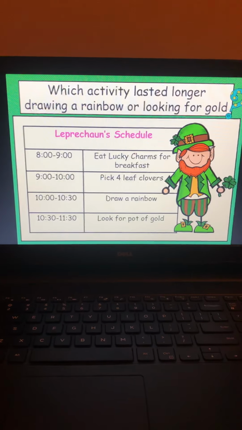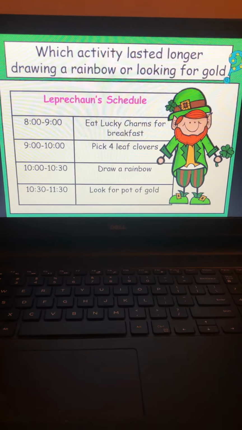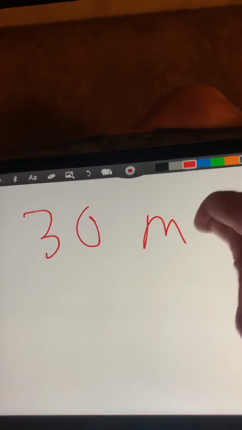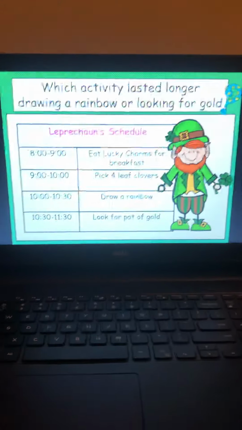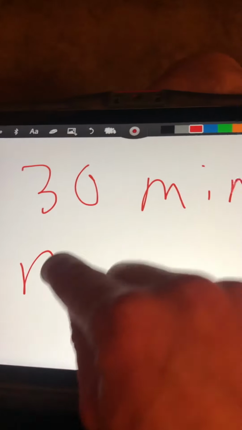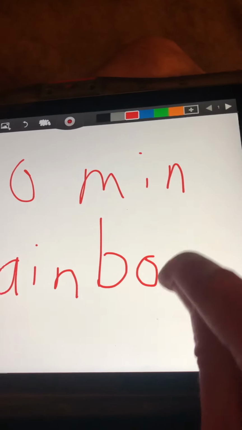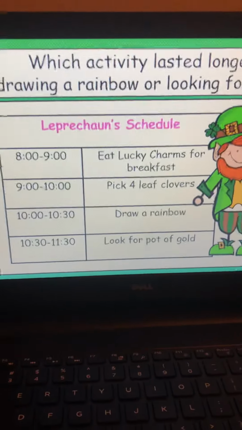Which activity lasted longer? Drawing a rainbow or looking for gold? Well, we found out earlier that drawing a rainbow was 30 minutes. Okay, now looking for a pot of gold. We're gonna need to figure out what this one is. So 30 minutes was the rainbow. Now the pot of gold.